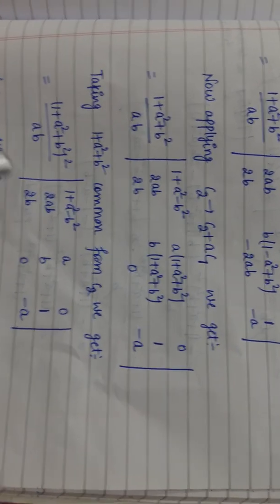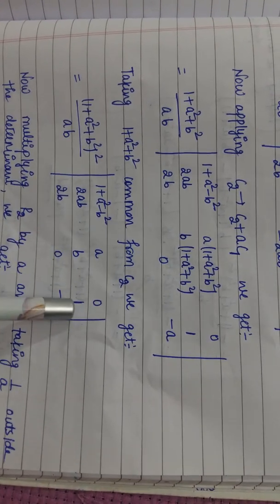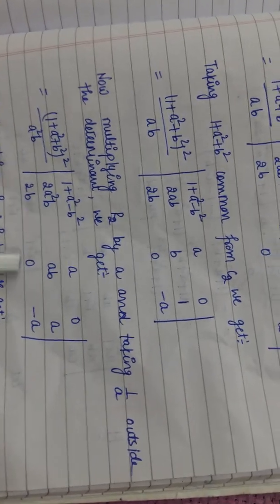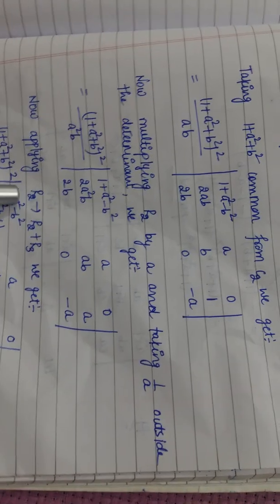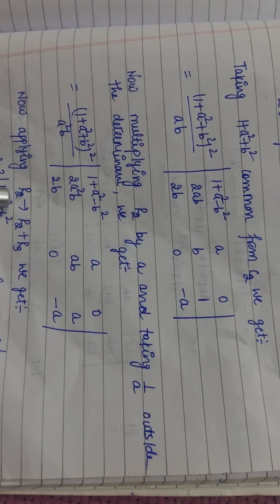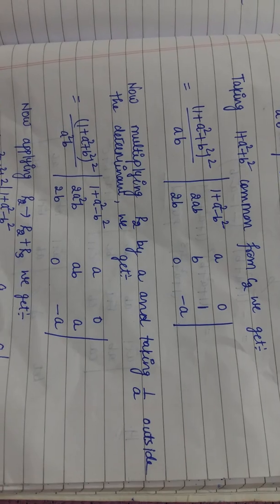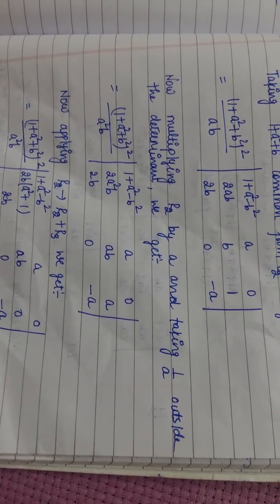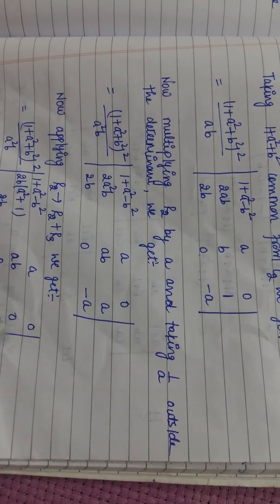The second column becomes this. Now in view of making 0 here, I am multiplying the second row by a and taking 1 by a outside the determinant. Now for making 0 here, I am applying the operation R2 tends to R2 plus R3, meaning each entry of the second row is added to the corresponding entry of the third row. Now we can see there are two zeros in the third column, so we can easily expand this determinant using the third column.